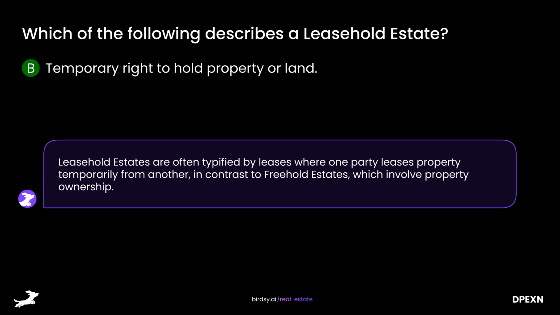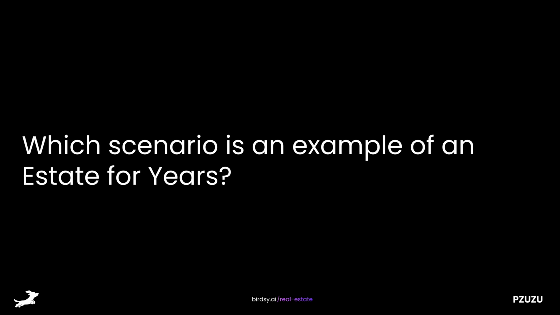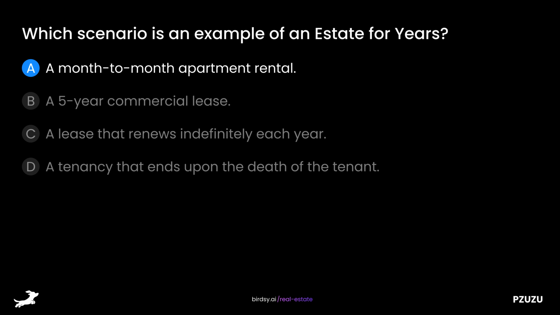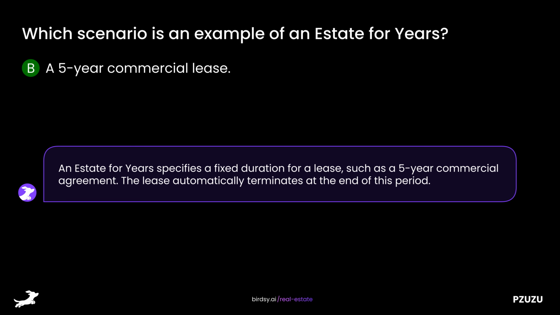Which scenario is an example of an estate for years? Is it A, a month-to-month apartment rental? B, a 5-year commercial lease? C, a lease that renews indefinitely each year? Or D, a tenancy that ends upon the death of the tenant? The answer is B, a 5-year commercial lease. An estate for years specifies a fixed duration for a lease, such as a 5-year commercial agreement. The lease automatically terminates at the end of this period.